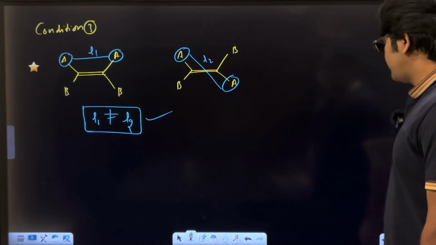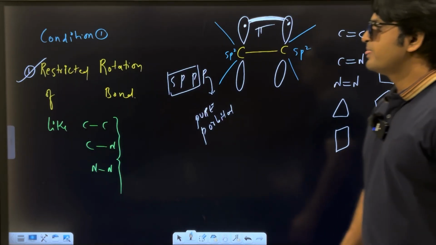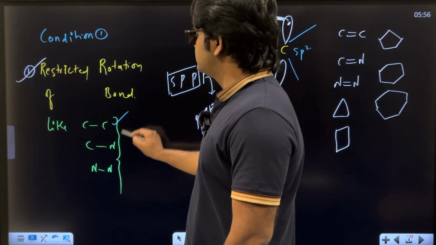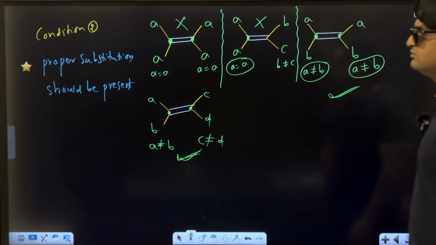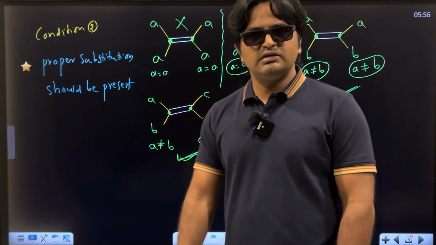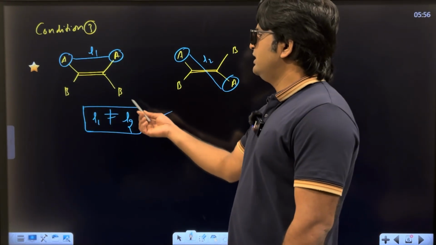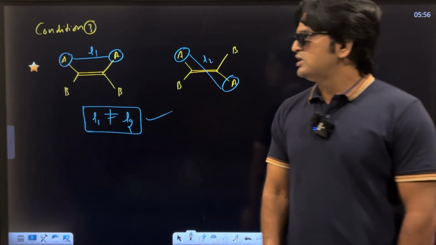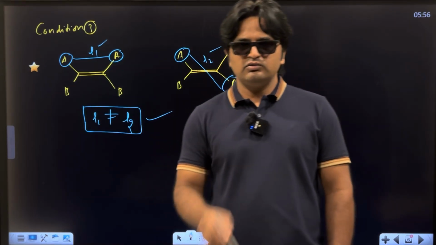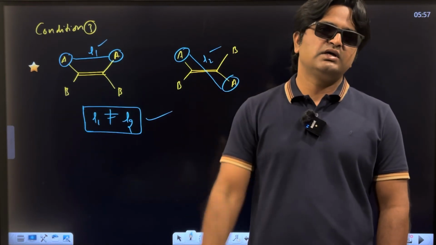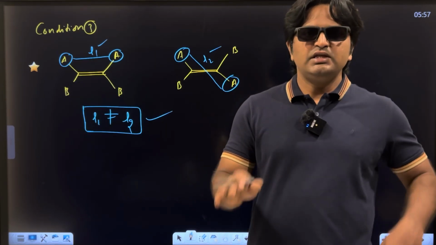These are the three special conditions in geometrical isomerism. What is condition 1? Restricted rotation of bond, like the C-C bond, C-N bond and N-N bond. And what is the second condition? Proper substitution should be present, right? And what is the third condition? The length between the two groups, the two atoms. For example, if it is L1 and L2, and you compare L1 and L2, if L1 is not equal to L2, yes, that is the satisfied condition for geometrical isomerism, right? These are the three conditions.